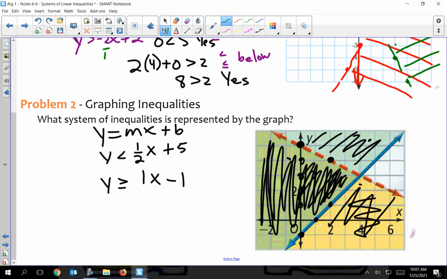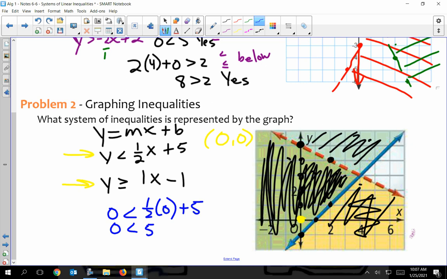I think that the origin is in this overlapped region. So my point's going to be 0, 0, and I'm going to plug it back into both inequalities. Let's just see if it works. I'm going to plug 0 in for y in the first inequality. 1/2 times 0 is 0. 0 plus 5 is 5. So is 0 less than 5? Yes, it is.